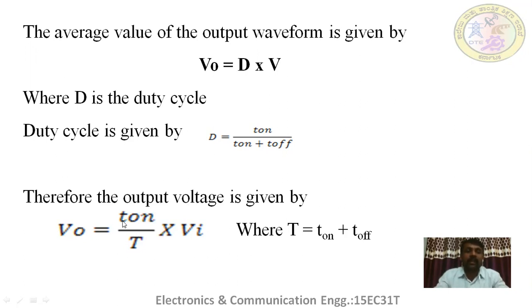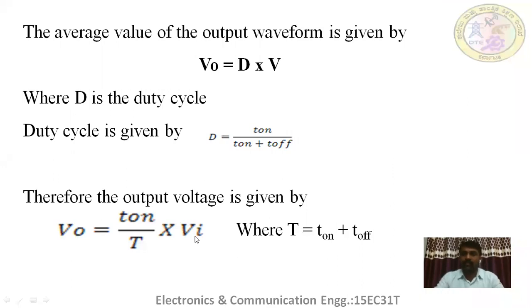Therefore, the T on, or the on time of the switch, is directly proportional to the output voltage. That is, if T on increases, output voltage increases, and vice versa. If you want more output voltage, it is required to maintain more on time of the switch, or if you want to reduce it, it is required to decrease the duration of on time.